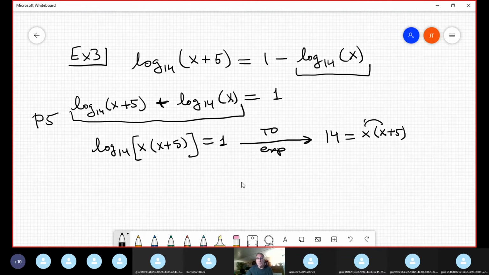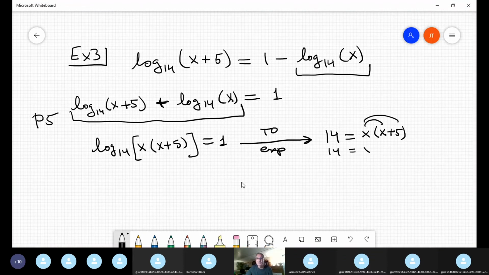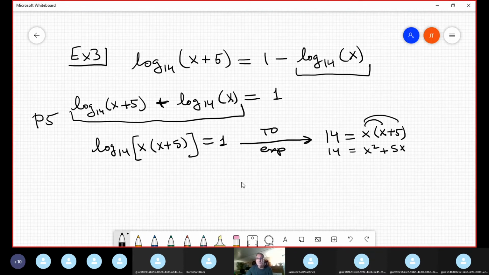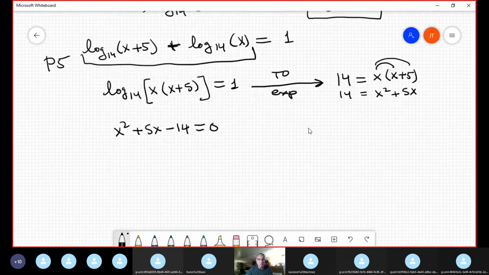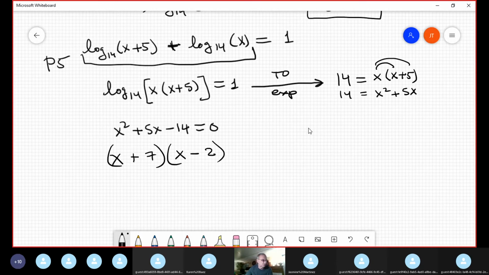And why not apply distributive property? 14 is equal to x squared plus 5x. At this moment, we have a quadratic equation one more time. I'm putting it in standard form, move 14 to the one side. Now factorization maybe is easy because I suppose that 7 and 2 work perfectly. Because 7 times 2 is 14, and 7 minus 2 is 5. The sign is positive 7 and negative.